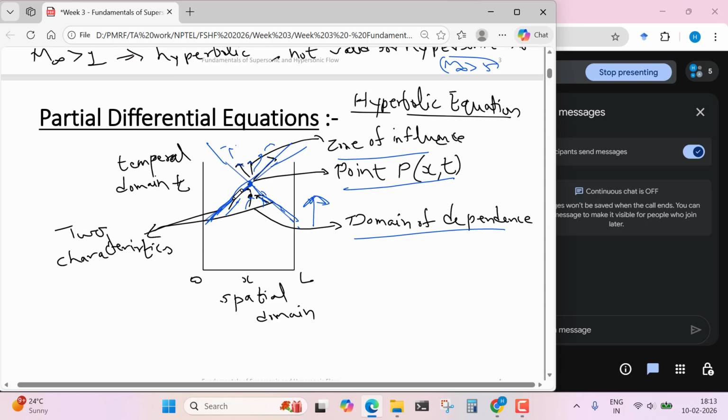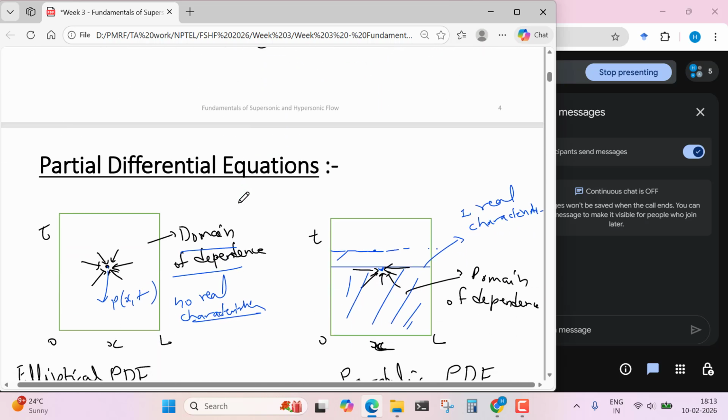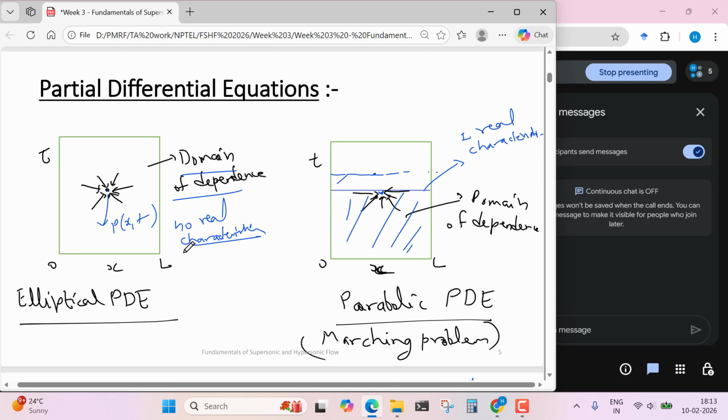We can see this domain of dependence and influence for elliptic and parabolic equations also. For elliptic, there are no real characteristics. So at any point P(x,t), its solution will depend on everywhere, and it will also affect the solution everywhere. So its domain of dependence is this whole domain.